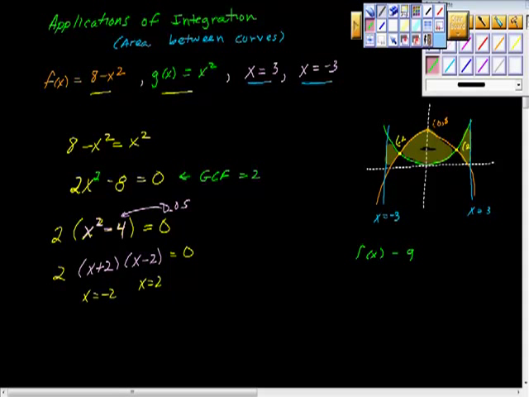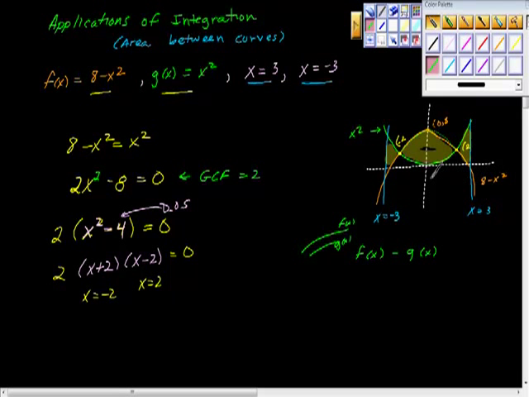So we want f of x minus g of x, right? We're saying that f of x is the top one, and g of x is the bottom one. So look here, in this case, we can see clearly that in this interval, the orange one is the 8 minus x squared one, and in green is x squared. And we can clearly see that 8 minus x squared is at the top.